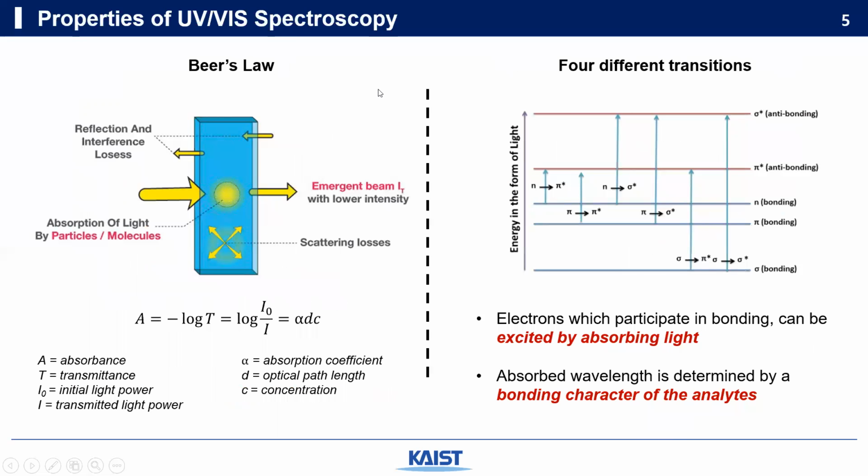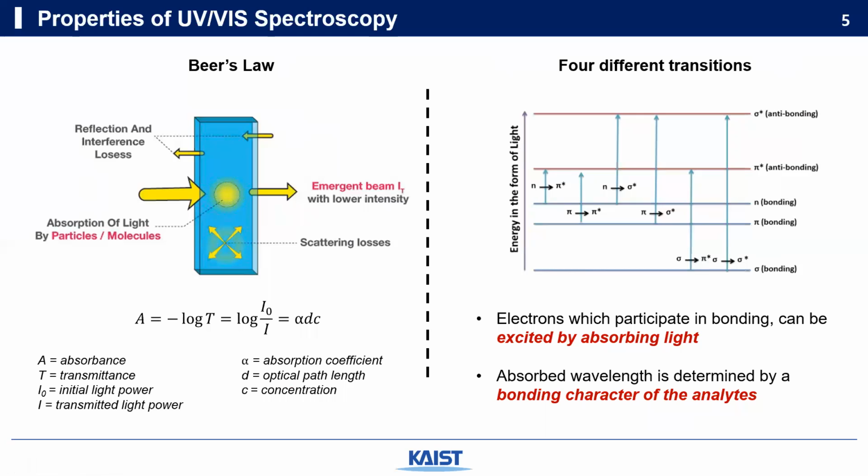Now let's talk about how to calculate the concentration of analytes and what happens when the light is irradiated. Beer's law tells us the relationship between absorbance and concentration. When the light is irradiated on the sample, some is reflected or transmitted. In this process, the power of the transmitted light is measured, and then the ratio of initially irradiated light and transmitted light is calculated to get concentration information. But you need to remember that this equation is only applied for a diluted sample.